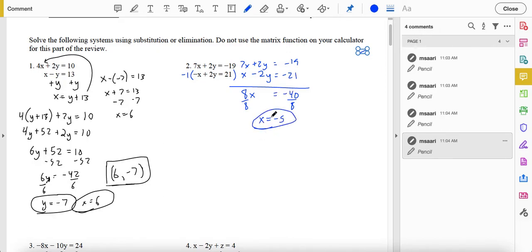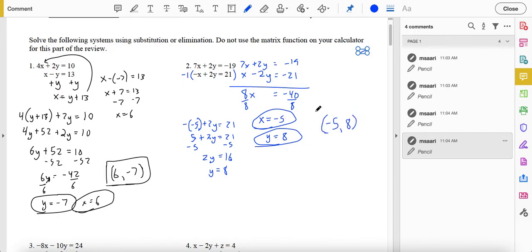And now we can solve for y by substituting back into one of our original equations, kind of like this second one. So I've got negative 5 plus 2y equals 21. Subtract 5 from each side of the equation. I get 2y equals 16. Divided by 2, we get y equals 8. So we've got x equals negative 5 and y equals 8, which we can write as the ordered pair negative 5, comma 8. Again, if you left it as x equals negative 5 and y equals 8, that'd be fine. Or you can express your answer as this ordered pair.